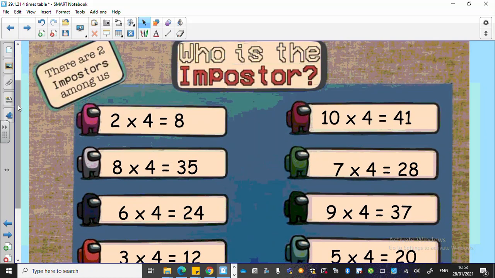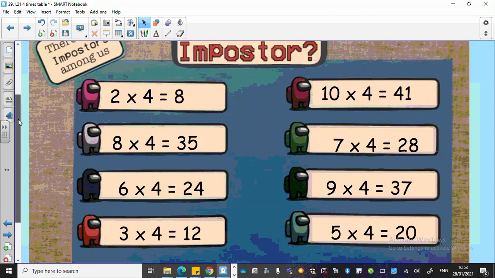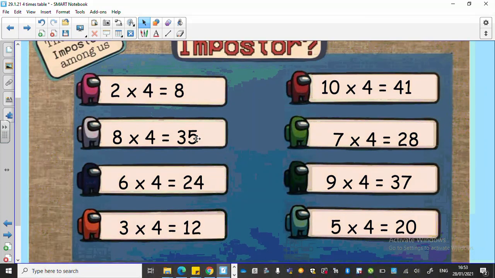We're going to play Who is the Imposter? We like this game. So I've got 1, 2, 3, 4, 5, 6, 7, 8 calculations on my screen, all to do with the four times table. Some of them are correct and some of them aren't, and those are the imposters. So please feel free to pause this video now and see if you can find the imposters and then press play for the answers. Let's figure out these imposters then.